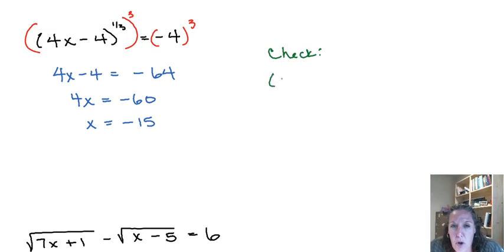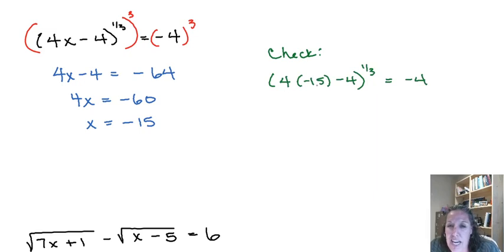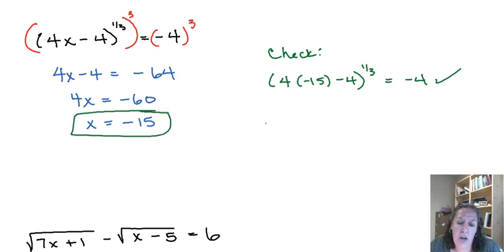So when we check, remember, always plug back into the original. 4 times -15 minus 4, quantity to the 1/3, equals -4. Inside the parentheses here on the left-hand side, we're going to get -60 minus 4 is -64. And -64 to the 1/3 is equal to -4. And so our answer does work out.